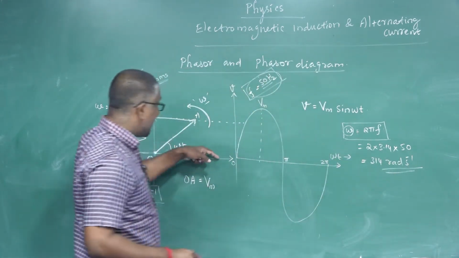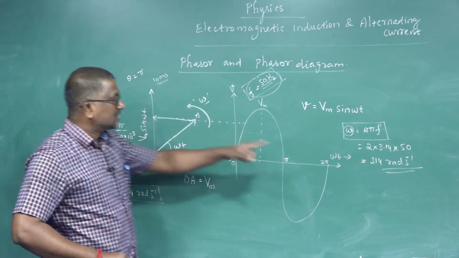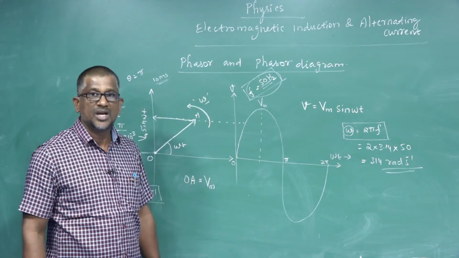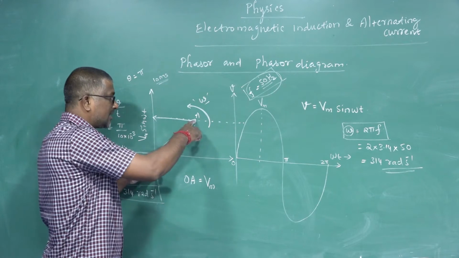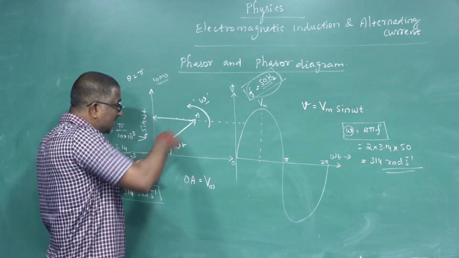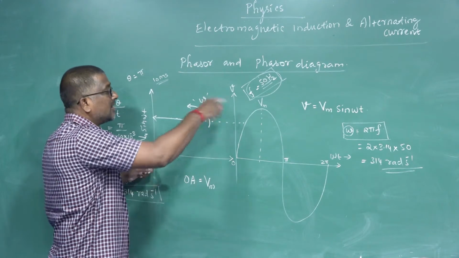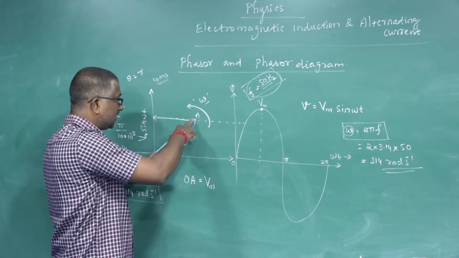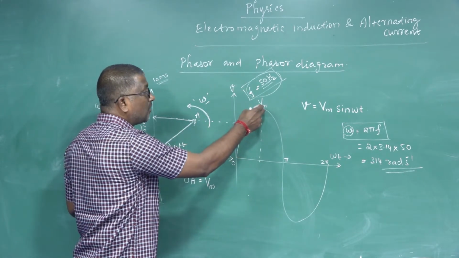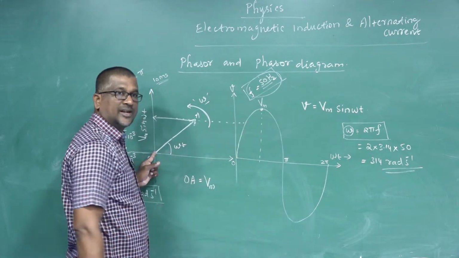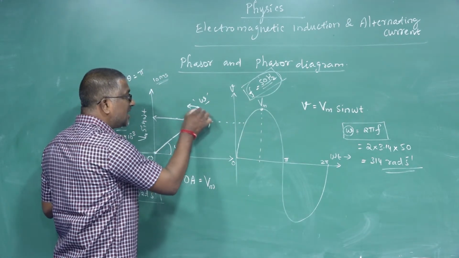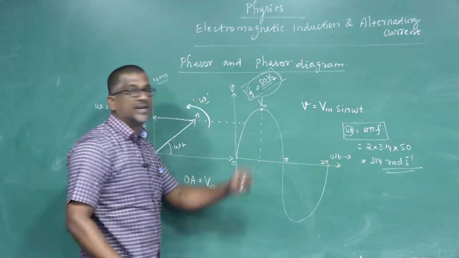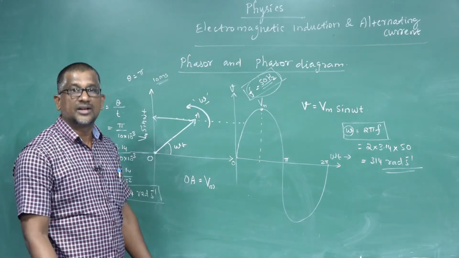Right, here the angular velocity of the rotating vector is equal to the angular frequency of the alternating voltage. If the phasor is drawn in such a way that the length of this segment represents the maximum value or peak value of the sinusoidal alternating voltage, the length of the line represents the peak value of a sinusoidal alternating voltage. And the angular velocity of the rotating phasor is equal to the angular frequency of the alternating AC voltage.